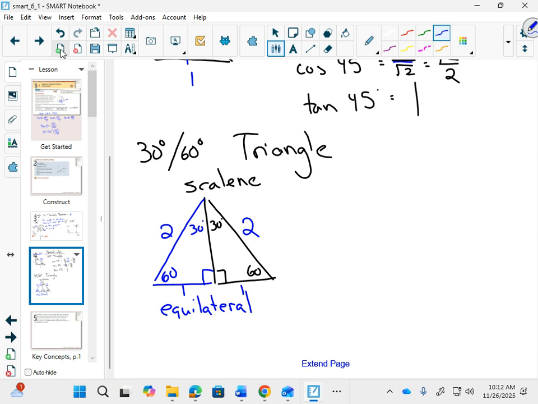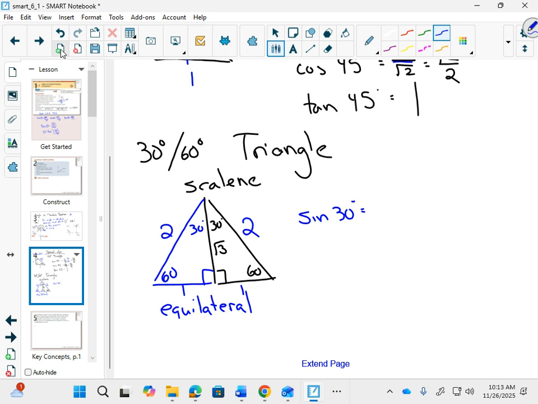Can you do a squared plus b squared equals c squared? Well, you have the hypotenuse down. 4 minus 1 is 3. This side here will be the square root of 3. And because we can do that without our calculator, you now can do sine of 30 degrees.